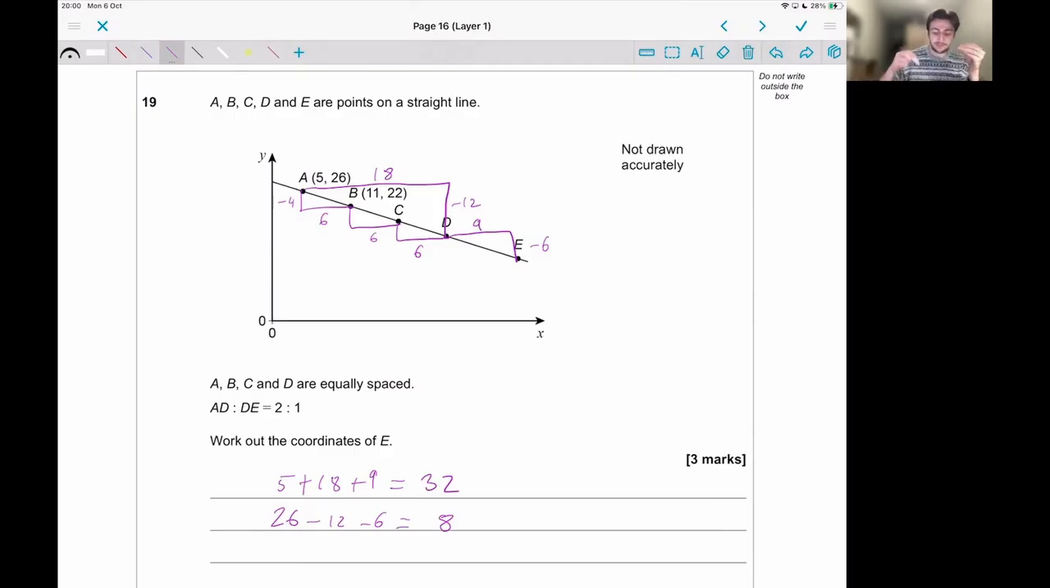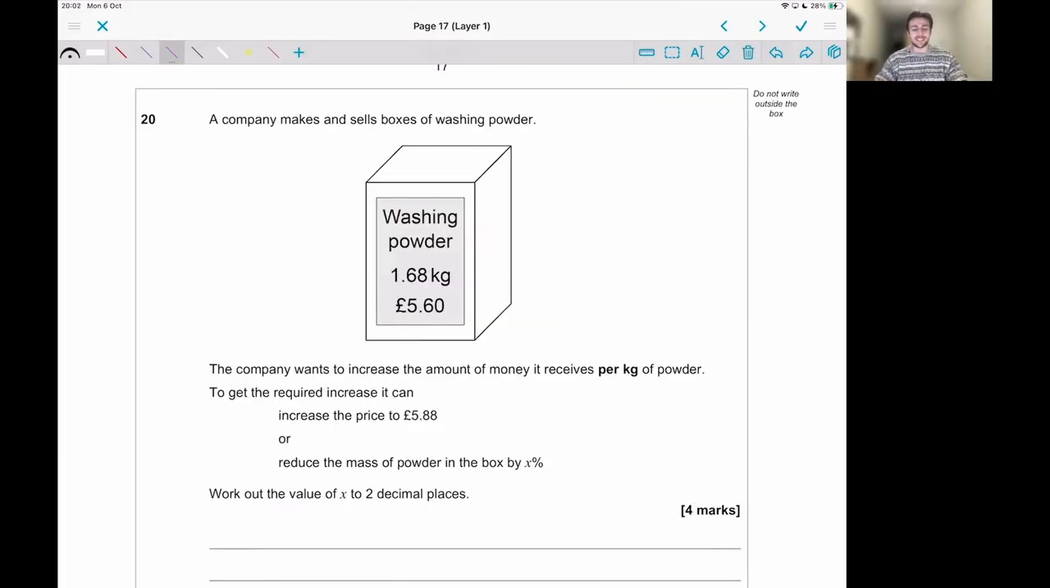To summarize, to get from A to B, you're going down 4 and across 6. And if A, B, C, and D are equally spaced, then A to B is the same as B to C is the same as C to D. And then we're told that A to D is the same as twice D to E. So we see what A to D is as a total, halve it to see what D to E is, and then we just need to work out how far we have actually traveled along X from A, and how far we have actually traveled along Y from A to get to E. And we're done.